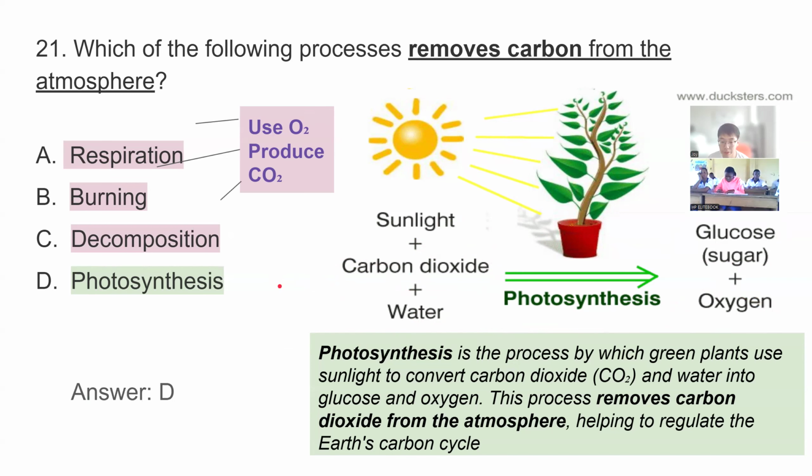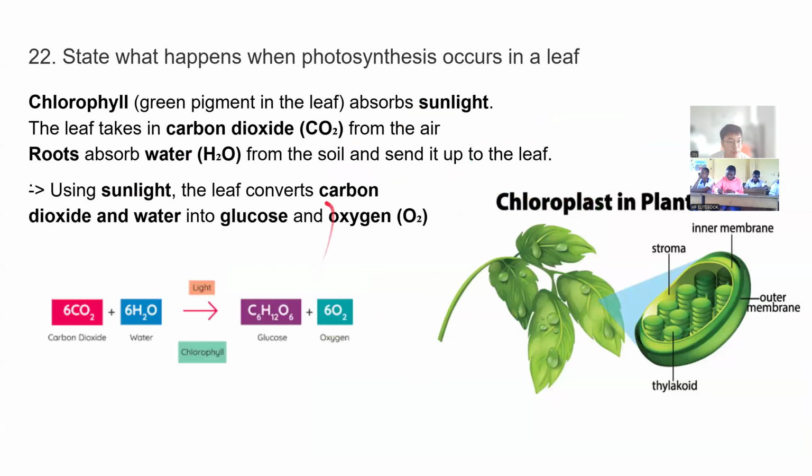So more trees would help regulate the Earth's carbon cycle and potentially reduce global warming by taking up the carbon dioxide present in the air. So plants are very important. So yeah. Next question. State what happens when photosynthesis occurs in a leaf.